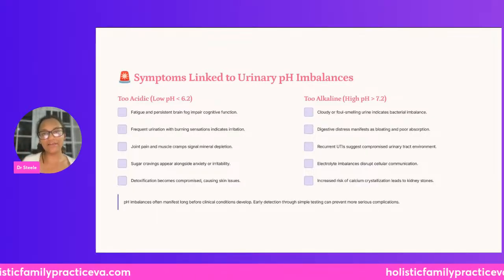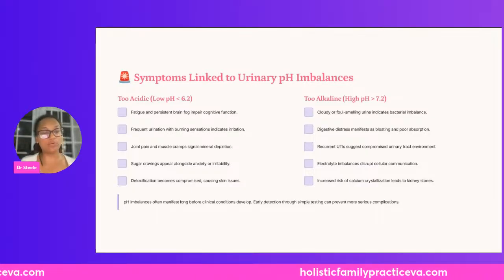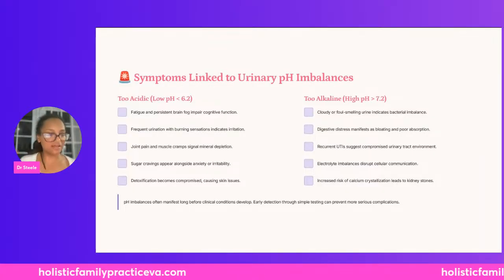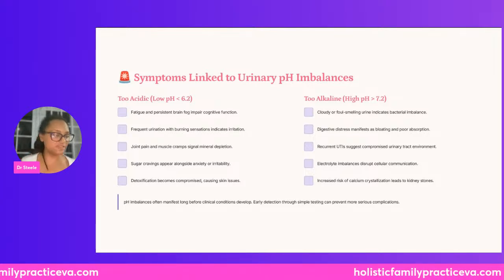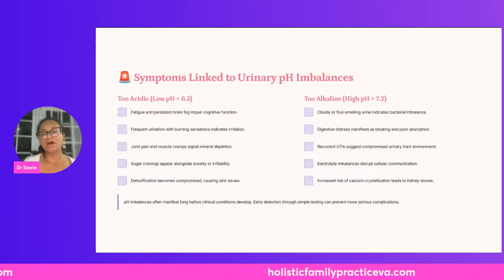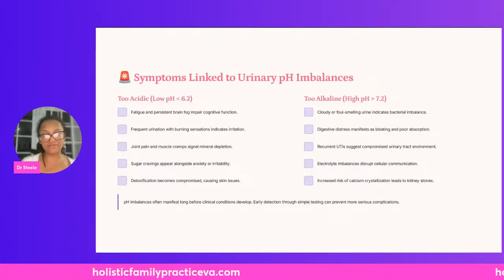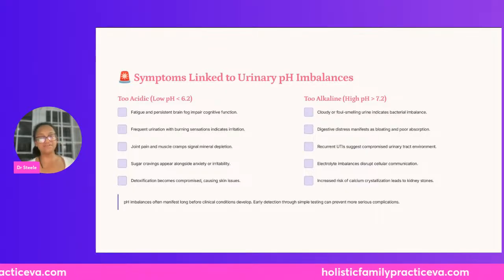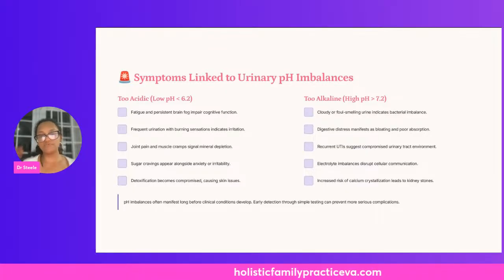If you're too alkaline, meaning that the pH level is 7.2 and above, you may see cloudy, foul-smelling urine, like ammonia is a lot of times what it will smell like. It doesn't always smell like that, but a strong ammonia smell can indicate bacterial imbalance, but also not clearing those histamines. Digestive distress, so gassing, bloating, constipation, and poor absorption.